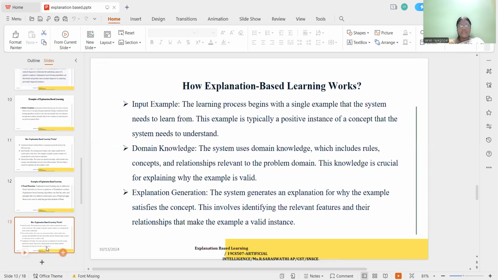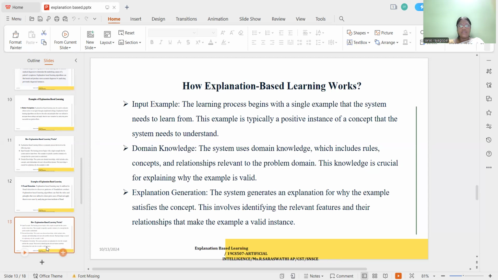How does explanation-based learning work? First one is input example, domain knowledge, explanation generation. Input example. It begins with a single example that the system needs to learn from. The example is typically a positive instance of a concept that the system needs to understand. Domain knowledge. It uses the domain knowledge, which includes rules, concepts, and relationships relevant to the problem domain. The knowledge is crucial for explaining why the example is valid.